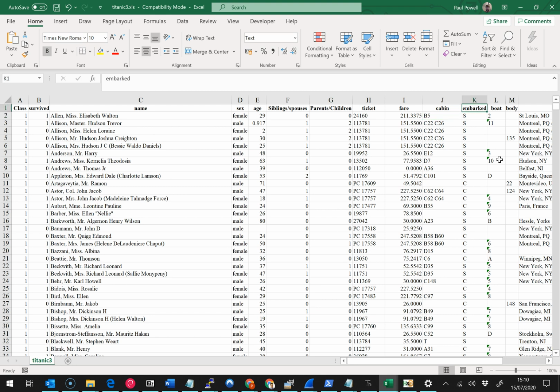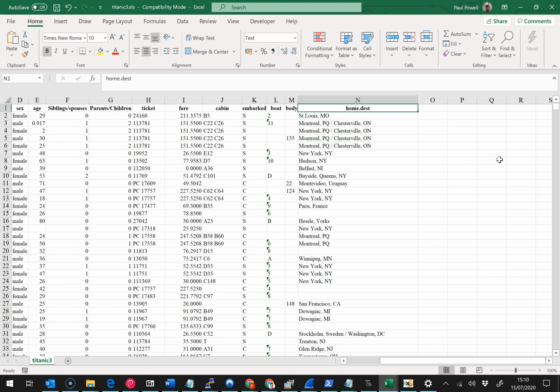Embarked is where they got on the ship. Boat is which lifeboat they were in, if they got on a lifeboat. Body is, if they were found as a body, then some of the bodies were numbered. We haven't got complete data for that. And then lastly, their home and or their destination. So it shows you either where they're going, where they were from, or both.